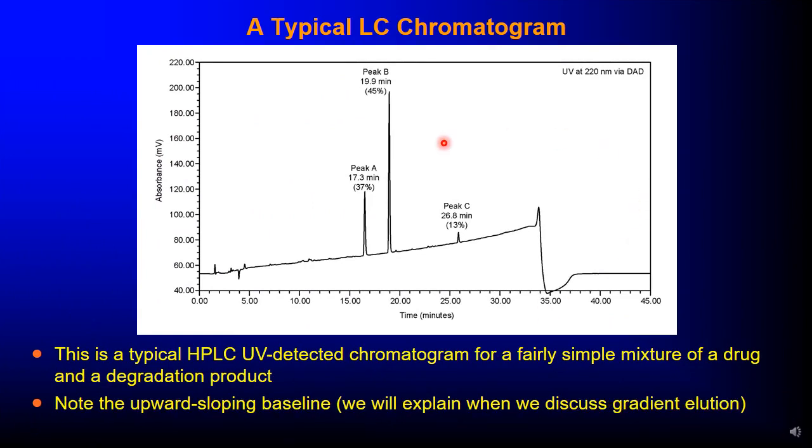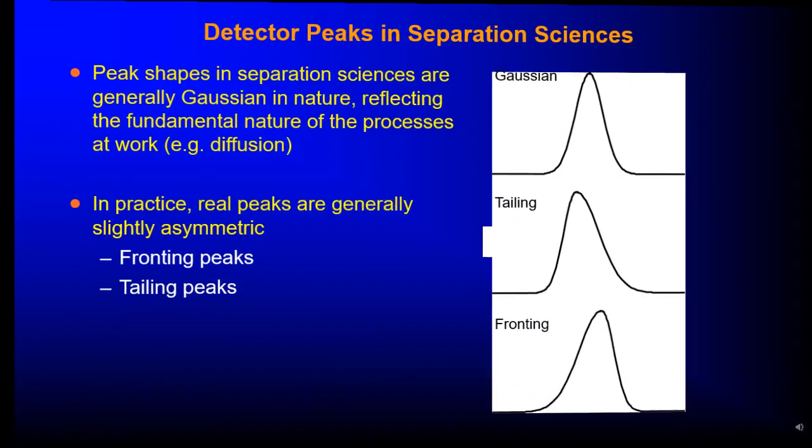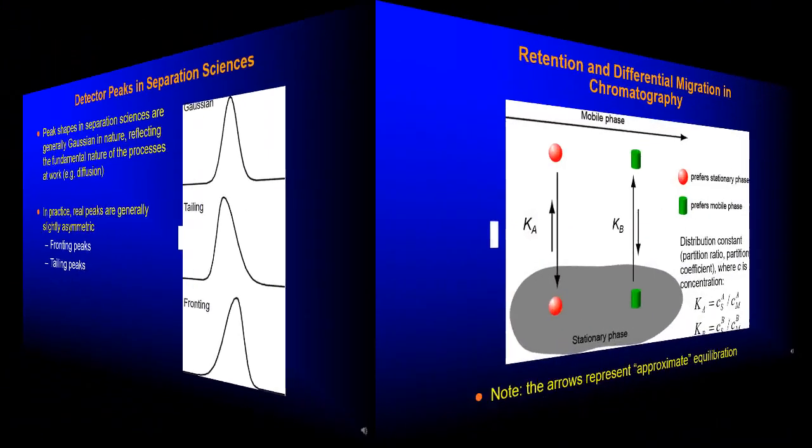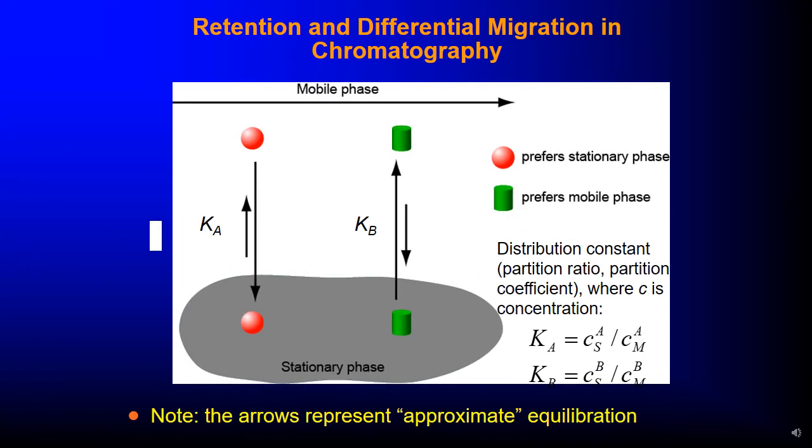So then we have a liquid chromatography chromatogram, with time on the axis, and the detector response here, with the peak width at base, using a UV detector. Generally in separation science we expect a Gaussian peak, but in reality we will always find either tailing peaks or fronting peaks. So that is the retention and differential migration in chromatography.